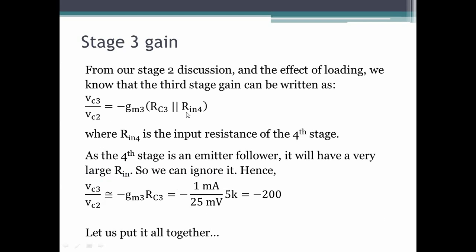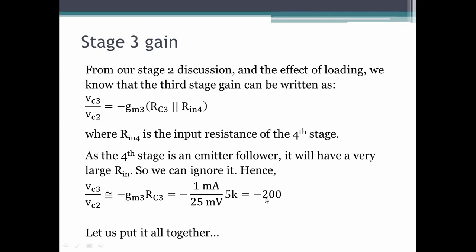Okay. Now the next stage is an emitter follower, and the emitter follower is going to have a very large input resistance, many hundreds of kilo ohms. So for now let us assume that this is much larger than RC3. So the parallel combination will simply give RC3. So the gain of the third stage is basically minus GM3 RC3. GM3 is the same, RC3 is 5 kilo ohms, we just found out. So this gain is minus 200.